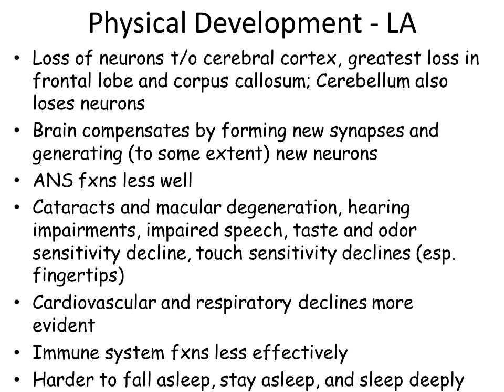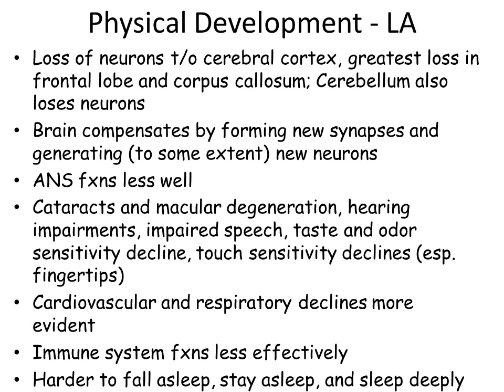Okay, late adulthood. So now we're talking after 60. Loss of neurons, T/O means throughout the cerebral cortex. The greatest loss is in the frontal lobe and the corpus callosum. This is why some elderly people make bad decisions.